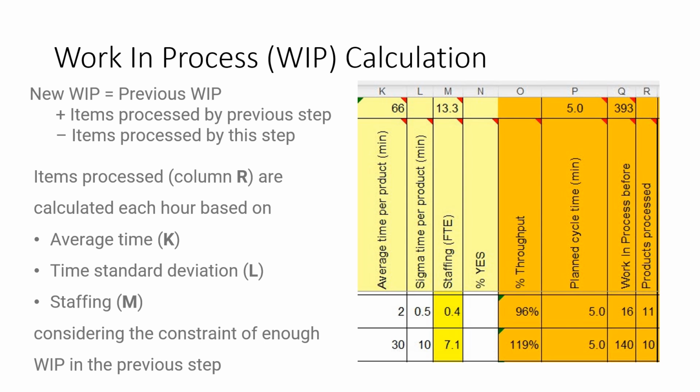We now enter these averages and standard deviations in columns K and L of our simulator. A value stream map is not complete without work in process, WIP, data. The problem with WIP data is that it typically varies widely along time, so a snapshot of the moment we visit the line may be very misleading. In our VSM simulator, WIP before each workstation, column Q, is calculated each hour based on historical data collected. New WIP equals previous WIP plus items processed by previous step minus items processed by this step. Items processed, column R, are calculated each hour based on average time, K, time standard deviation, L, and staffing, M, considering the constraint of having enough WIP in the previous step.